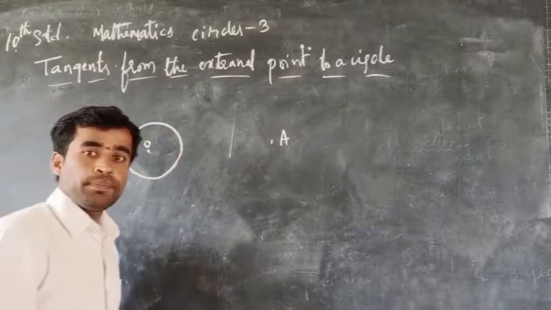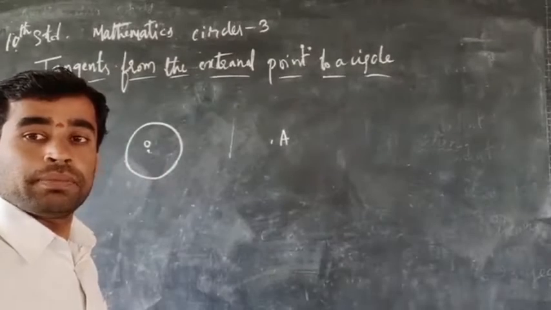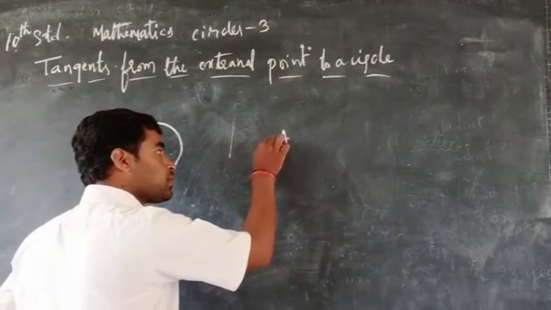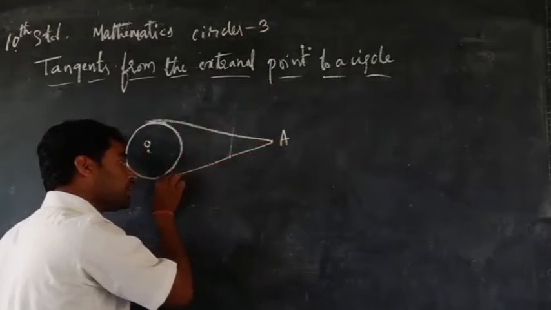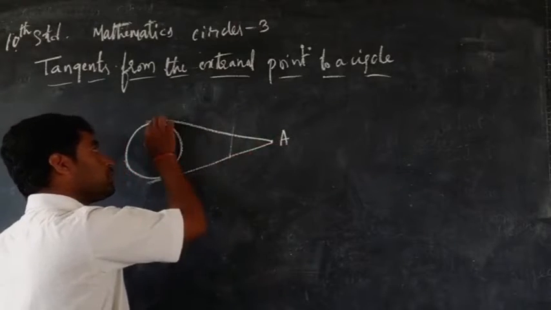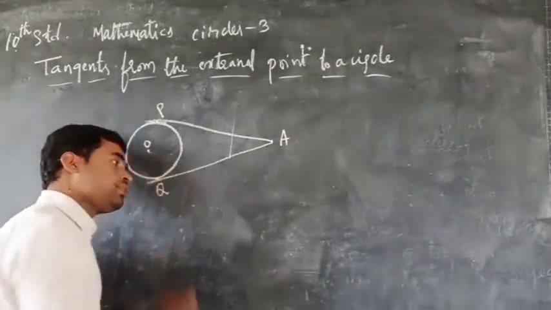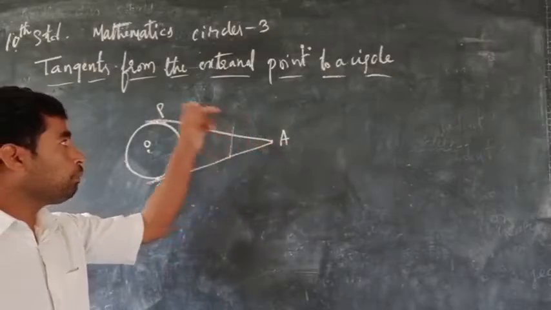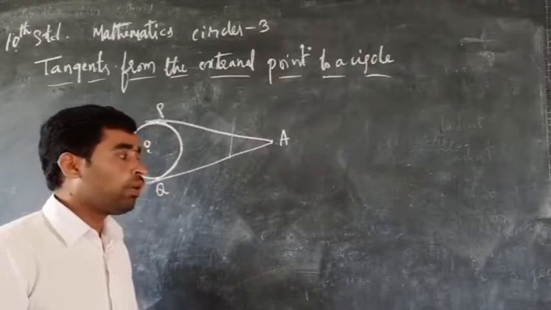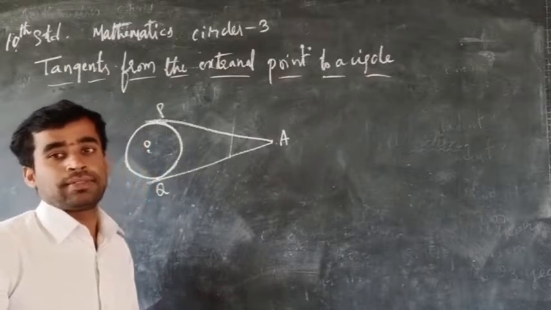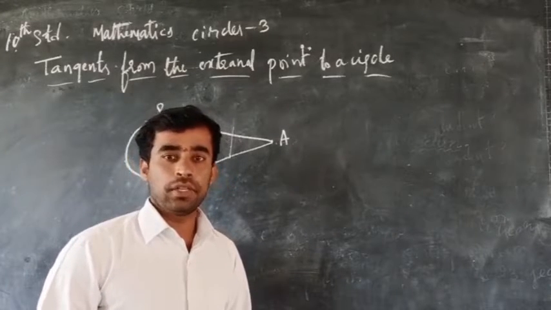Now I will draw tangents to this circle. How many tangents can we draw from the external point? From this external point A, I can draw two tangents. We can draw only two tangents. This is one point of contact, P, and this is the other point of contact, Q. Therefore, AP and AQ are the two tangents that we can draw from the external point to a circle. Is it clear, friends? We can draw only two tangents from the external point.